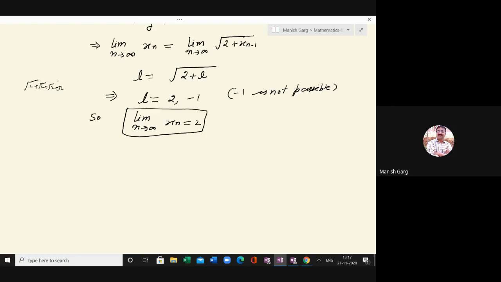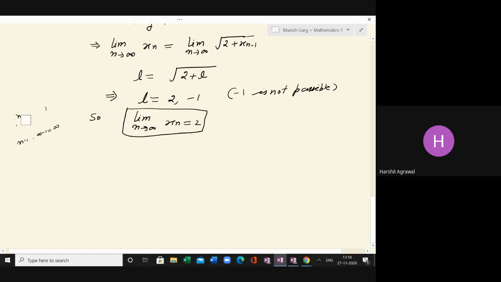Harshit, you are saying, explain why the limit of n minus 1 tends to infinity. See, if n tends to infinity, then n minus 1... Wait. If n tends to infinity and you subtract 1 from both sides, n minus 1 is infinity minus 1, and this is infinity. It doesn't matter if you subtract any quantity from infinity or add any quantity to infinity.